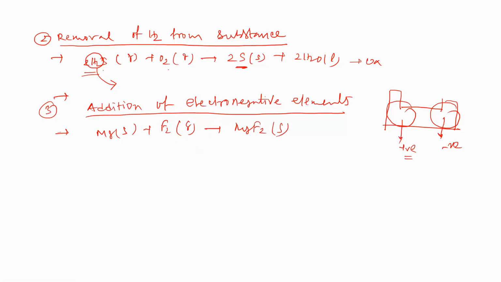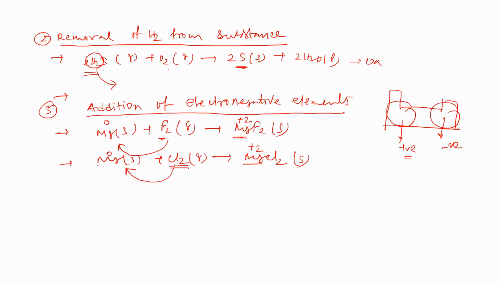We know that fluorine is electronegative, and magnesium is in zero oxidation state. Here the fluorine is adding to magnesium and forming MgF2, where magnesium oxidation state is +2. So an electronegative element, fluorine, is adding to this substance, and this is one type of oxidation reaction. Another example: magnesium in presence of chlorine forms MgCl2. Here also chlorine is an electronegative element adding to magnesium, forming MgCl2. Magnesium goes from zero to a plus oxidation state.